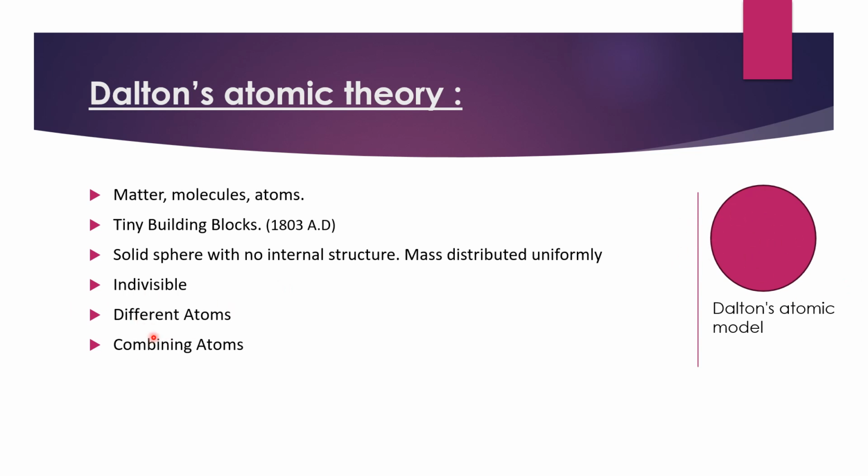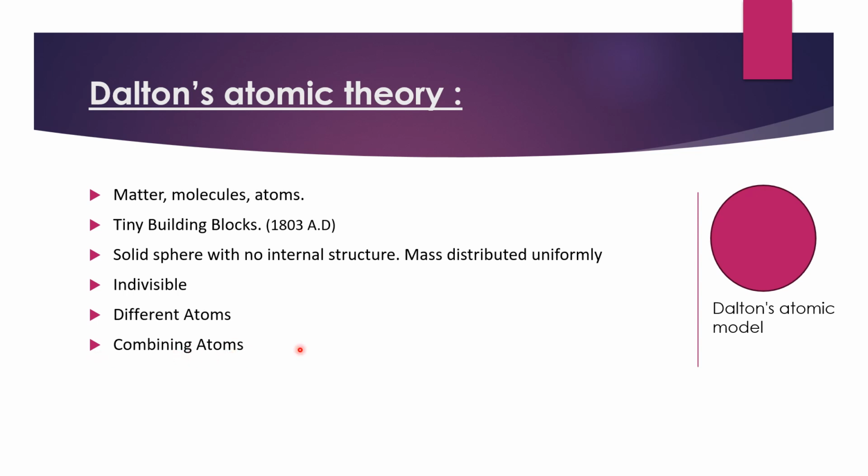The next two parts are different atoms and combining atoms. So what are different atoms? Even if atoms are the smallest parts of the universe as per his theory, different elements or different substances have different atoms. For example, if you have a piece of gold, it's made up of one kind of atom. If you have a piece of silver, it's made up of a different kind of atom, right? It's very easy to understand.